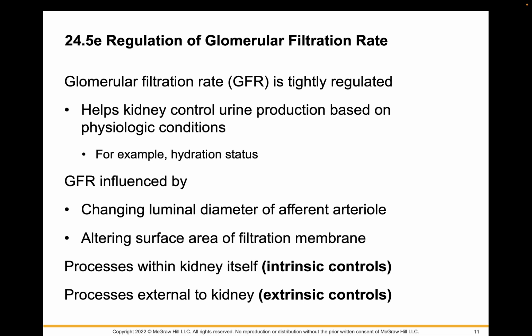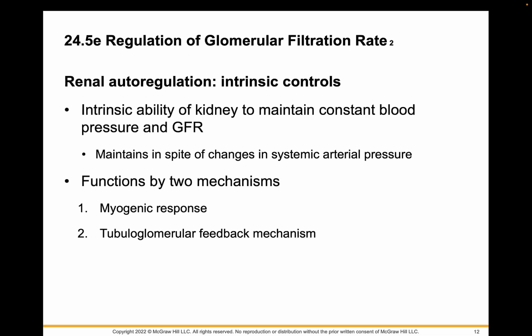Glomerular filtration rate is influenced by changing the luminal diameter of the afferent arteriole and also altering the surface area of the filtration membrane. So this is going to be made up of processes that take place within the kidney itself, and these are going to be considered intrinsic control mechanisms. Processes external to the kidney, such as sympathetic activity and hormones, will be considered as extrinsic control mechanisms.